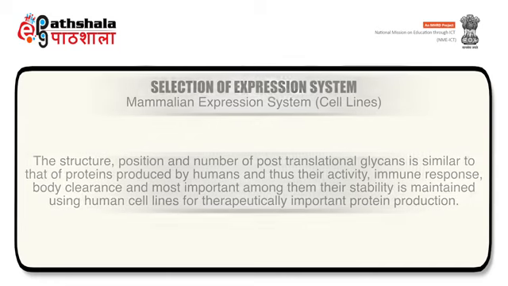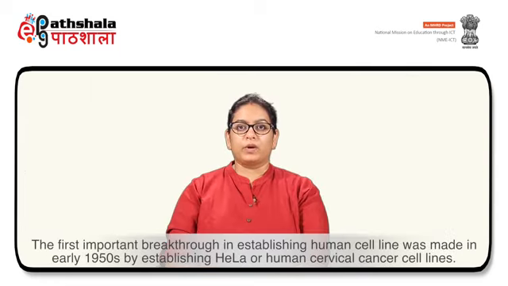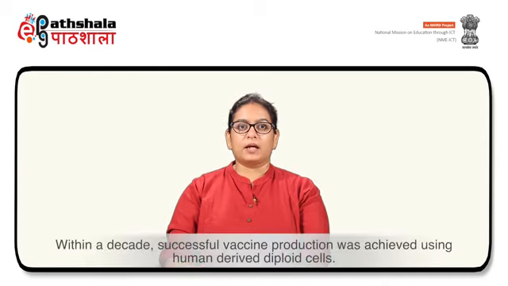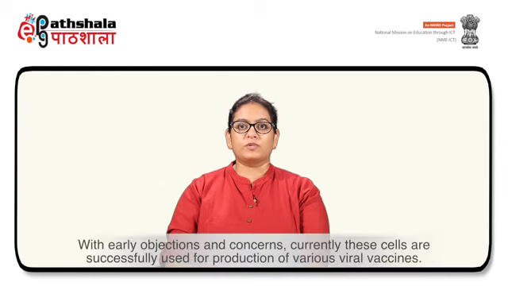The first important breakthrough in establishing human cell line was made in early 1950s by establishing HeLa or human cervical cancer cell lines. Within a decade, successful vaccine production was achieved using human-derived diploid cells. With early objections and concerns, currently these cells are successfully used for production of various viral vaccines.